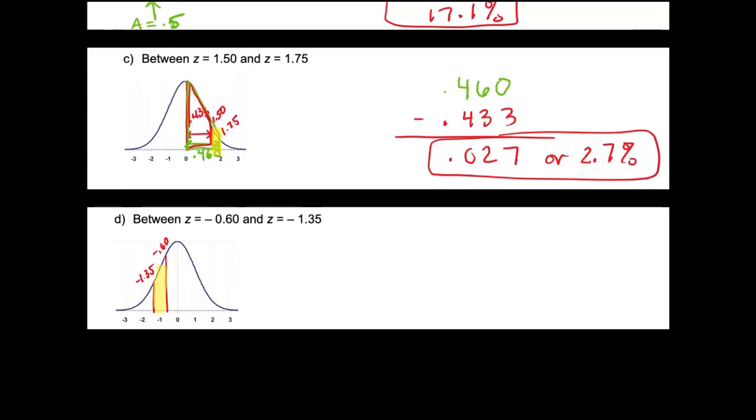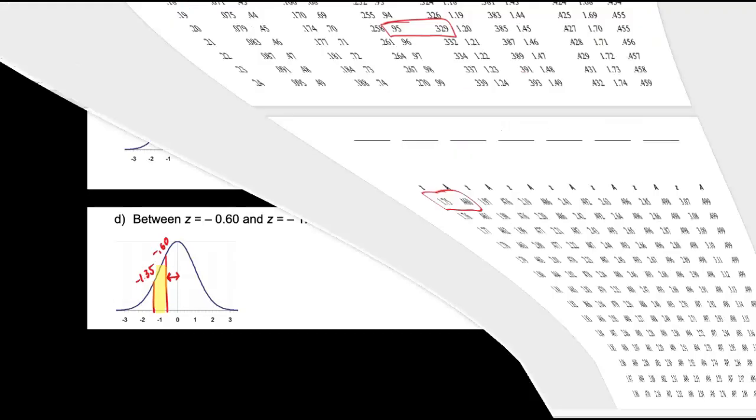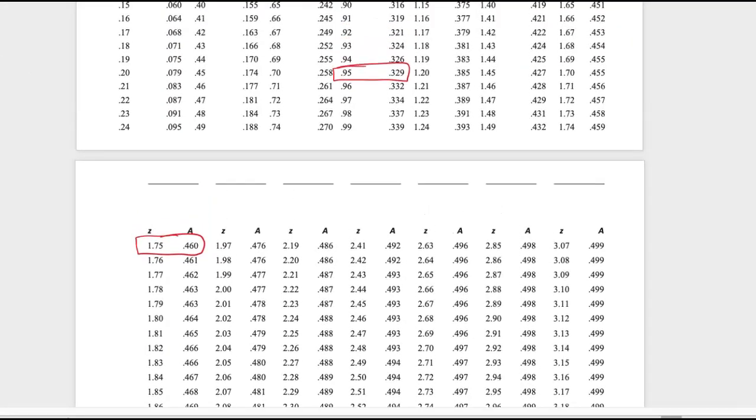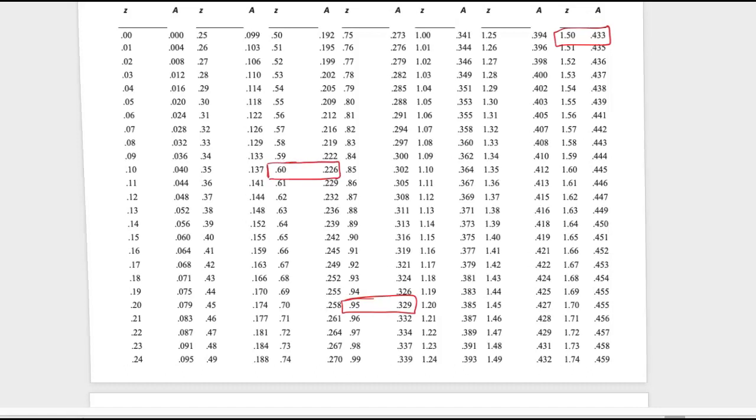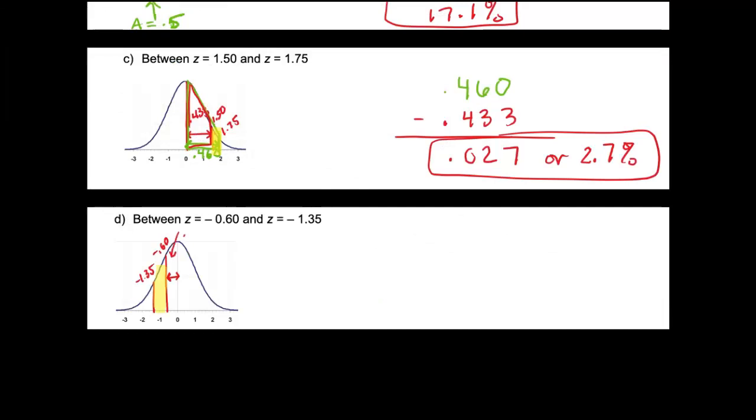And so I'm going to use the chart to look up this area right here. So between 0 and 0.60. So I'm going to use the chart to look up that area. And I'm going to look at 0.60. And remember that technically the z-value is negative 0.60, but it's okay because the normal distribution curve is symmetric. So 0.60 will give me the same area. So 0.226 is going to be that area. So this area right here is 0.226.